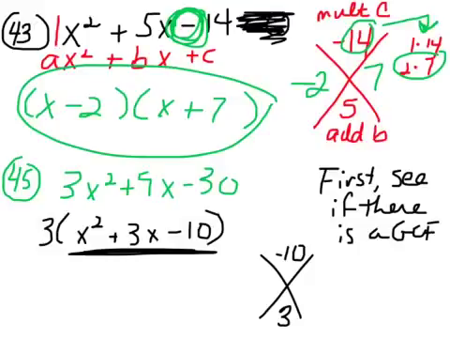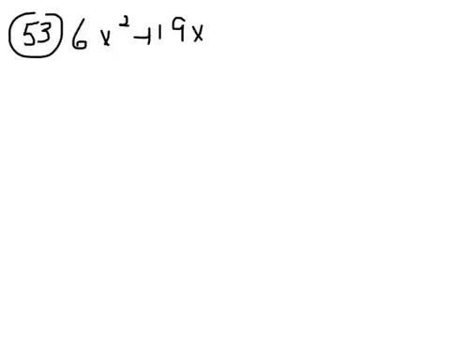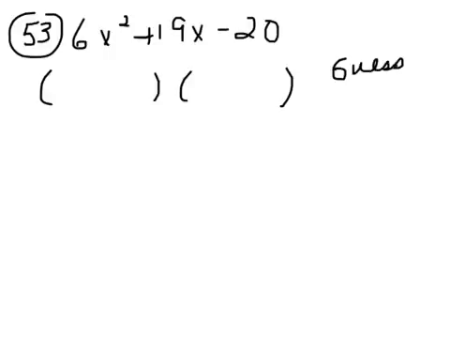What if it's hard, maybe they're having a hard time with it? In this section, what about 53? 6x squared plus 19x minus 20. There are two ways to do this, if you think back to your Algebra 1. One of the ways is called guess and check. Guess and check can drive people crazy, especially on problems like this, because there's lots of ways to get 6. There's 1 and 6, there's 2 and 3, and then there are several ways to get 20.